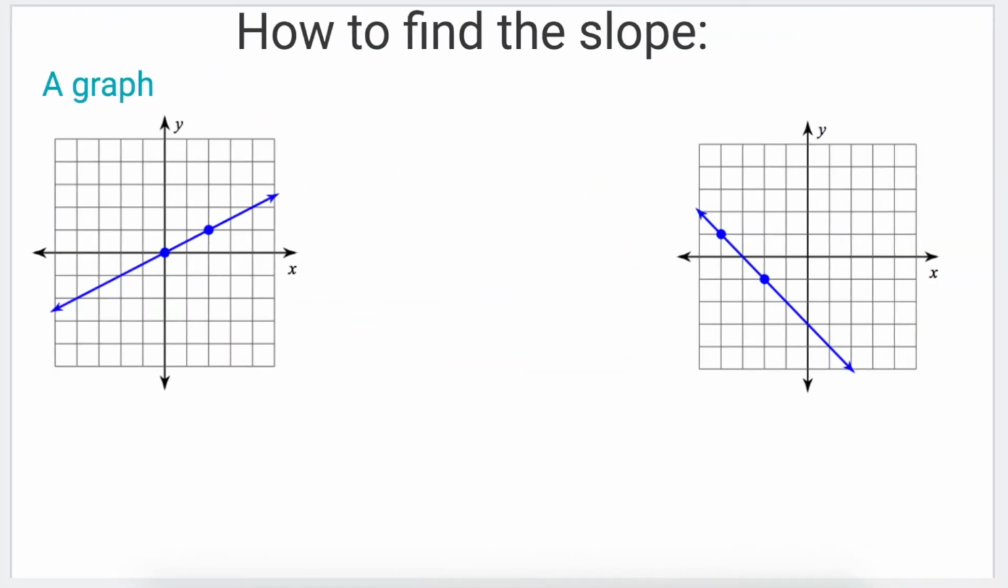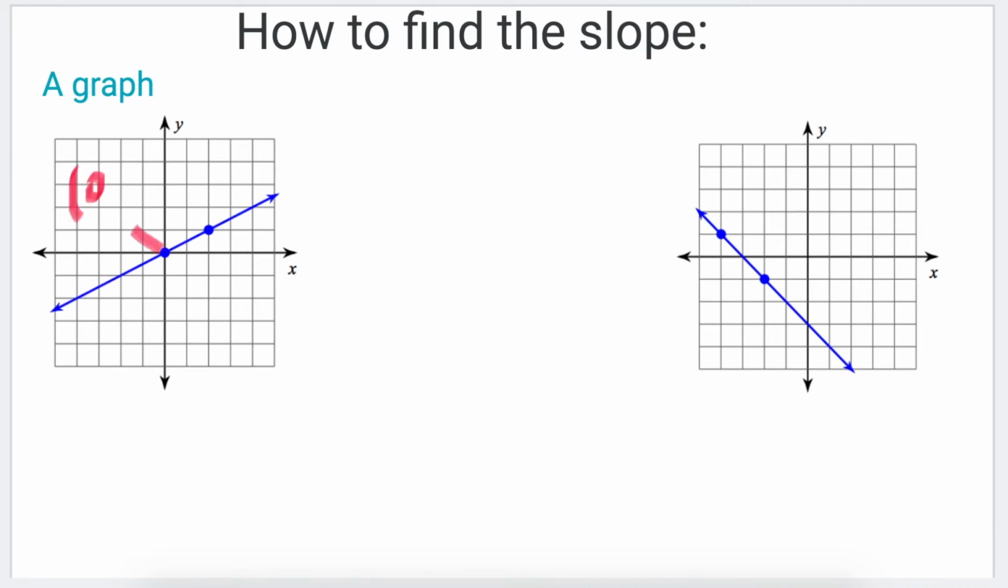Let's now figure out how to find the slope of a line when you're given a graph. Using the information that we've just learned about the 4 types of slopes, in this first graph, we see that the line is increasing from left to right. It has a positive slope. After we do the calculations, the numerical value should be positive. So let's go through the calculation.